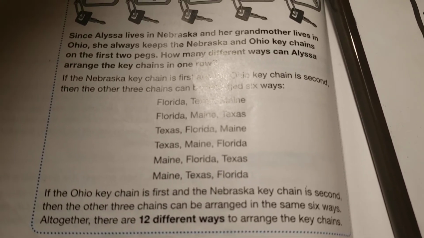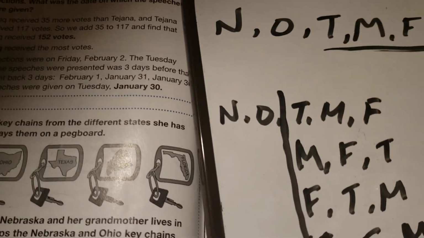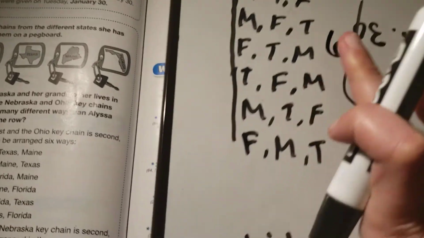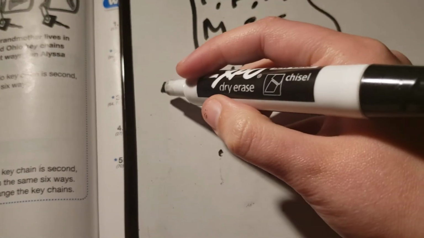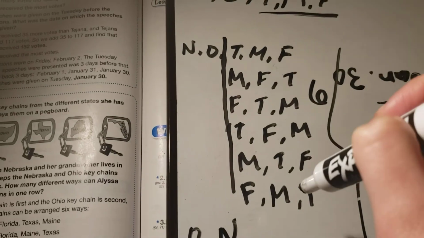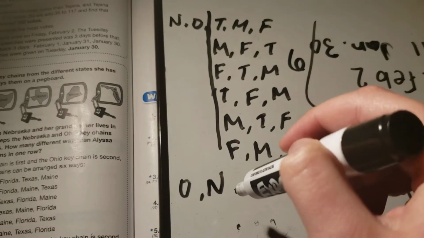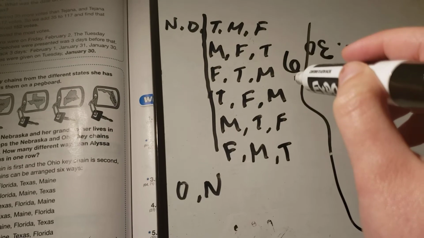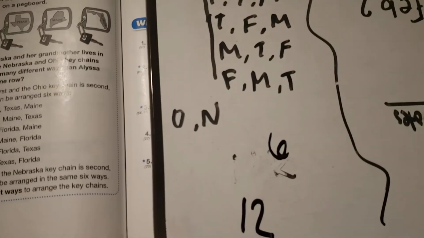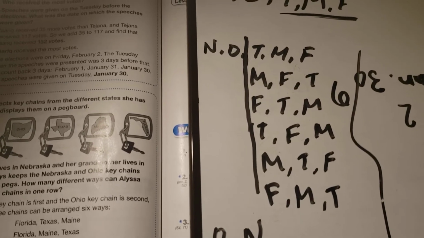And if the Ohio keychain is first and the Nebraska keychain is second, we could eventually switch this up. So this is 6, so we'd have 6 options here. But we could also do it again and switch it from O to N, and then do all this. So this is group 1, then we could have group 2. So then we can just do 6 plus 6, because this would be the same amount, which equals 12. So if you figure out one, you can just double it. That's how that works.